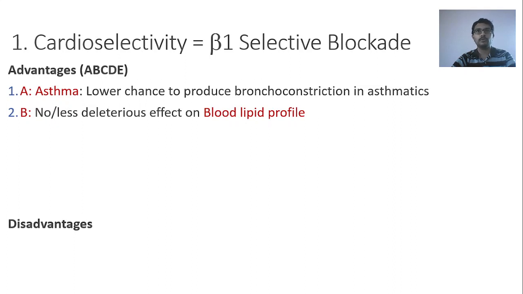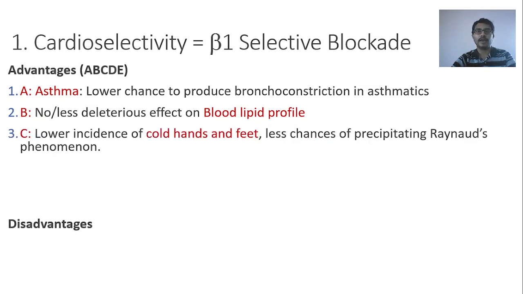B, blood lipid profile. These drugs do not produce that much deleterious effect on blood lipid profile, because the effect on blood lipid profile by adrenaline or by beta blocker is through beta 3 receptors located on adipocytes, leading to lipolysis. This is blocked, leading to a deleterious effect on blood lipid profile. Now, since beta 1 receptor specific blockade does not lead to all these effects, cardioselective beta blockers have less deleterious effect or less harmful effect on blood lipid profile. So B for blood lipid profile.